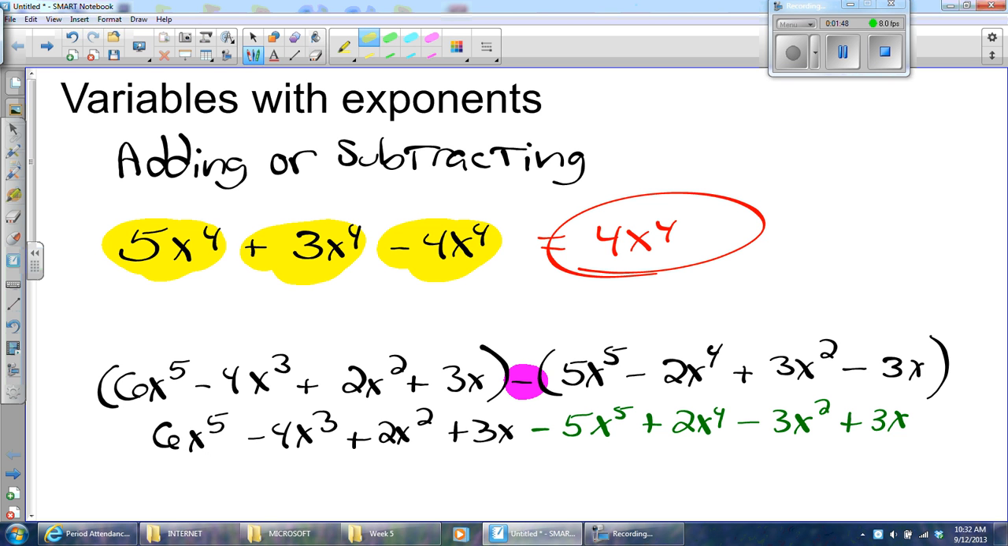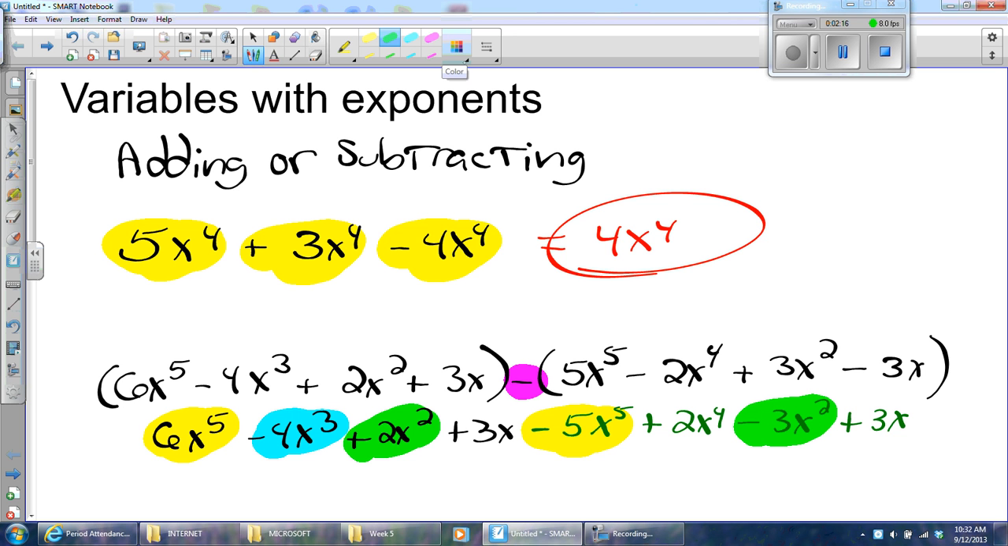All right, so now I'm ready to go and highlight my like terms. I've got 6x to the fifth here and minus 5x to the fifth there. Those are like terms. I don't see any like term with this one. I see him, but I don't see another x cubed term. I've got the positive 2x squared and the minus 3x squared. Ooh, that really looks good. I didn't know how green on green was going to look.